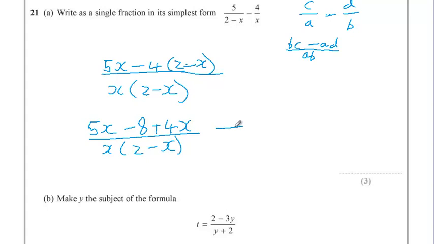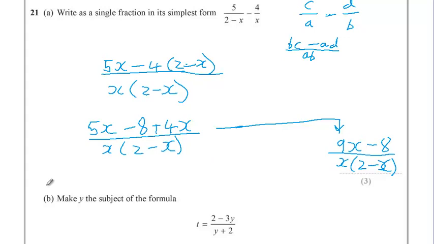And that's going to give us, down here, how many x's we got? 5x plus 4x, 9x. Minus 8 over x, 2 minus x. Okay, that's that bit.